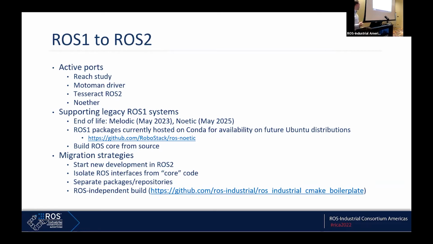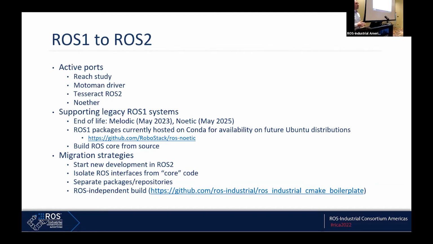So I think we hear a lot about supporting legacy ROS-1 systems. I wanted to touch on that a little bit because I think that's a concern for a lot of people who build these systems and deploy them. Like what happens when ROS-1 is no longer supported. Just as information here, the end of life for Melodic is in 2023 and the end of life for Noetic is in 2025. So we still have a little bit of time before these systems get end of life.